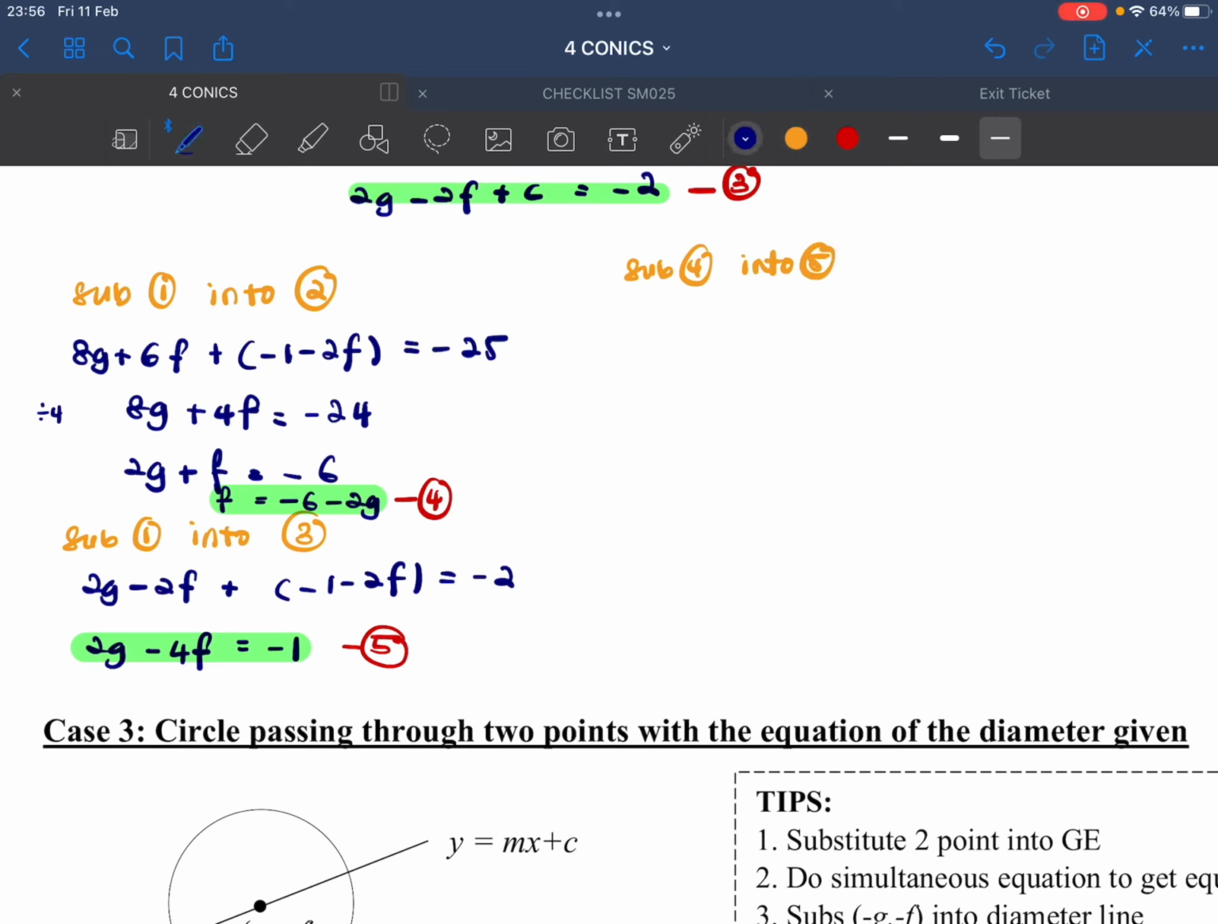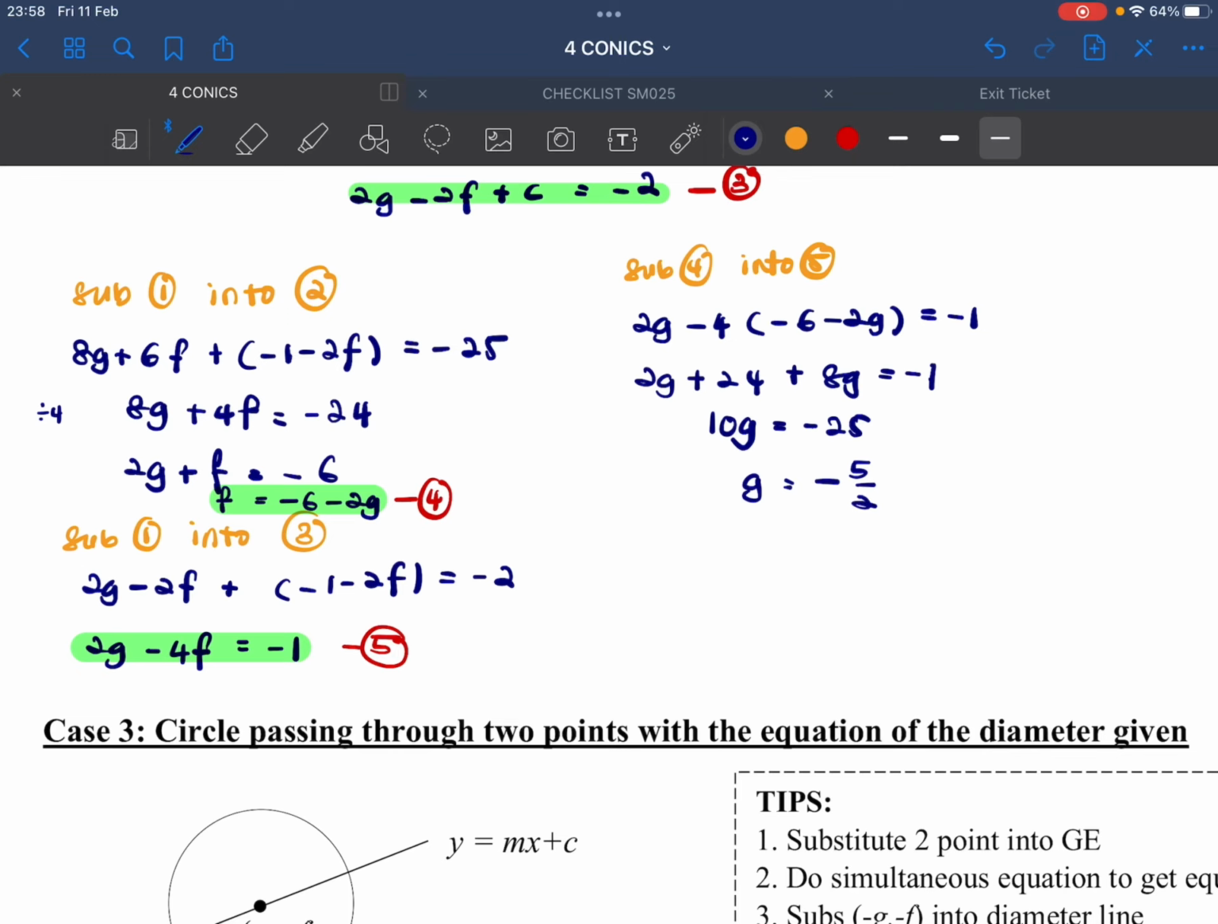So that's going to be 2g minus 4 times (negative 6 minus 2g) equals negative 1. So here we have 2g minus 4 times minus 6, we have plus 24. Here we have plus 8g equals negative 1, and then here we have 10g. So negative 1 minus 24, we have negative 25, which we simplify, we have g equals negative 5 over 2. Okay, so we get the answer for g.